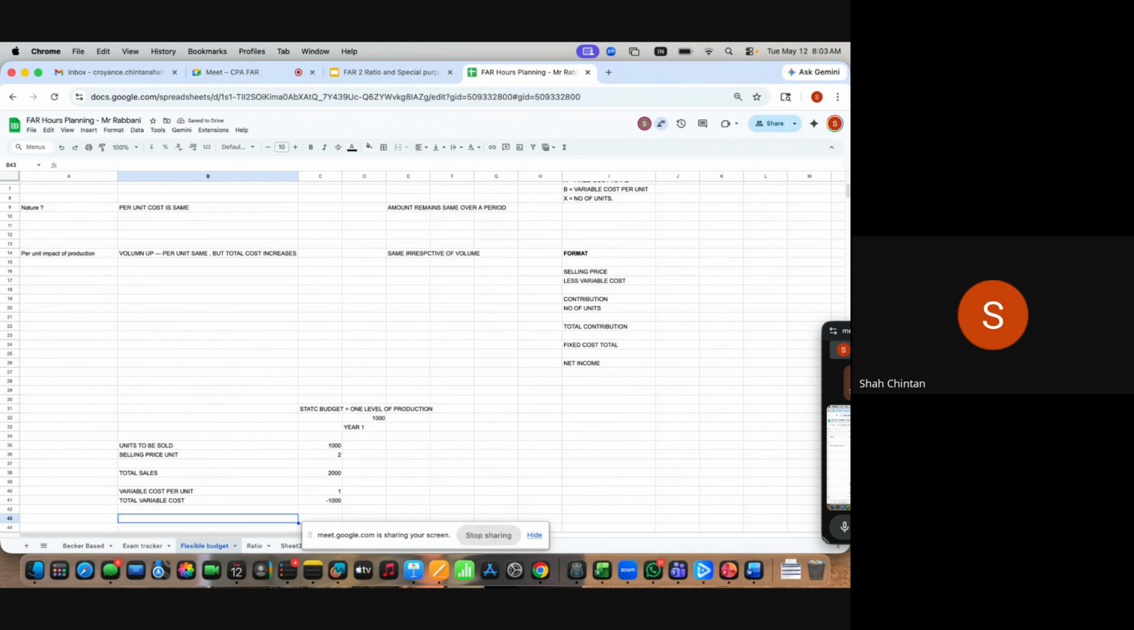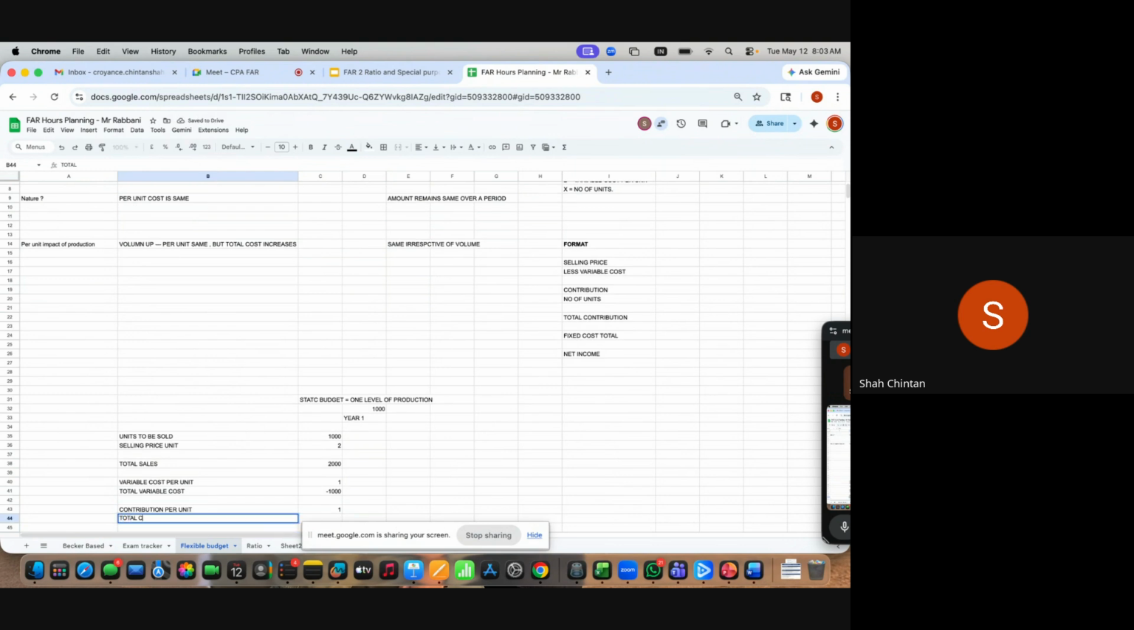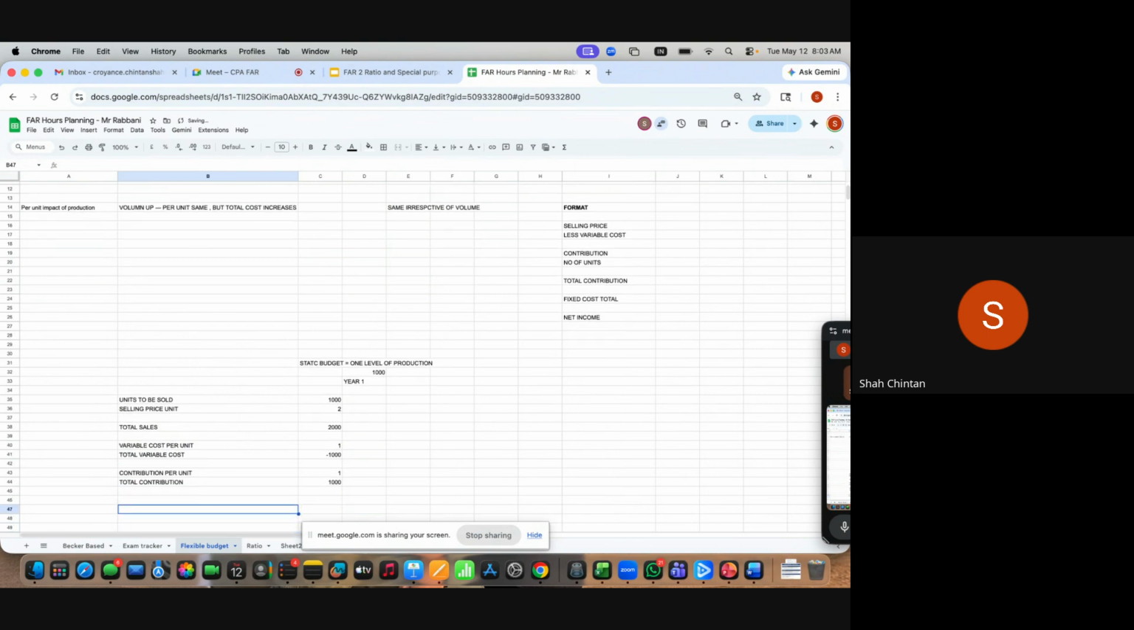What is going to be your total units? It's 1,000. So what is the contribution per unit? The contribution is nothing but your sales minus your variable cost. So sales minus variable cost gives you the contribution. So it's $1. So what is total contribution? You are planning to sell 1,000, so 1,000 into 1 will be your total contribution. Less what is your fixed cost you predict? Let's say you predict $600 of fixed cost. And at the end, you predict a net income for the company will be $400.